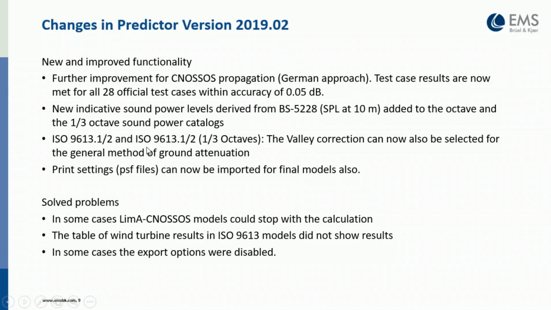Then we have further extended the valley correction. You can now also select it for the general method of ground attenuation. Some printer setting options have been added. And some solved problems. In some cases, LimA Knossos could stop with the calculation. The table of wind turbine results did not show results, not so convenient. And in some cases, the export options were disabled. So those are the changes in version 2019.02.